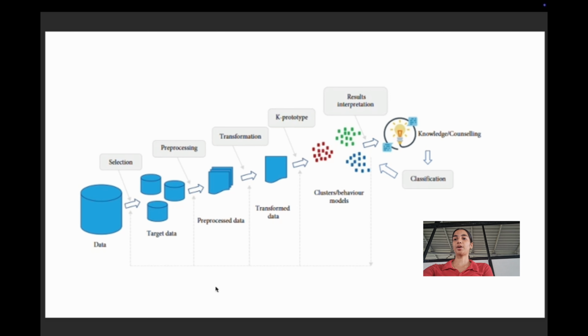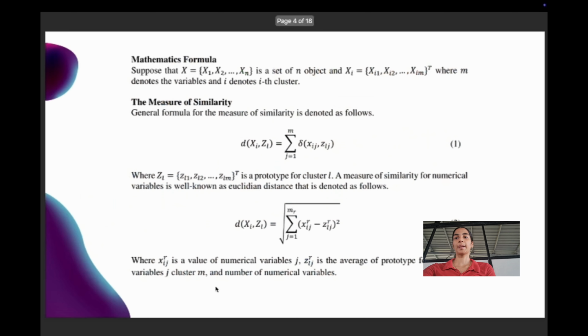So starting with the raw data, then selecting relevant features, then pre-processing and transforming into the analysis-ready format. Then applying the K-prototype algorithm. This algorithm groups similar data points into clusters by minimizing a cost function that combines Euclidean distance for numeric attributes and matching dissimilarity for the categorical features, and then the result interpretation.